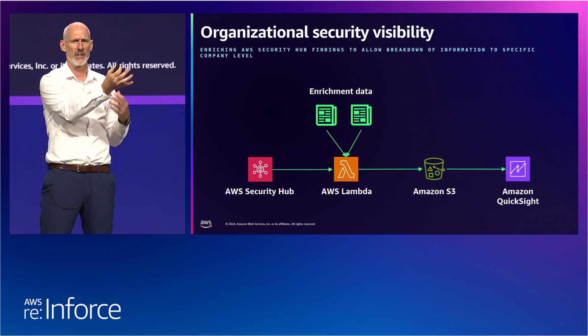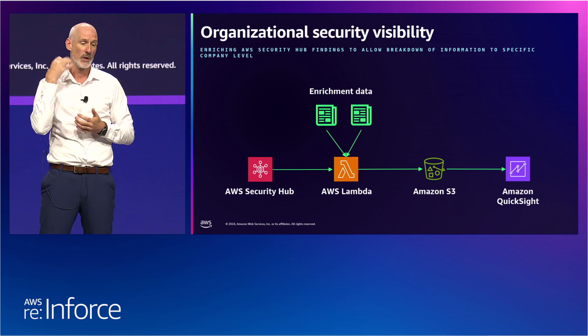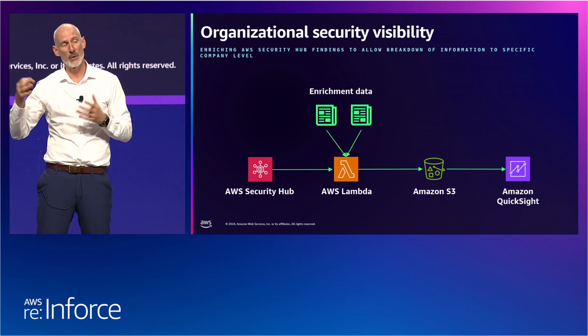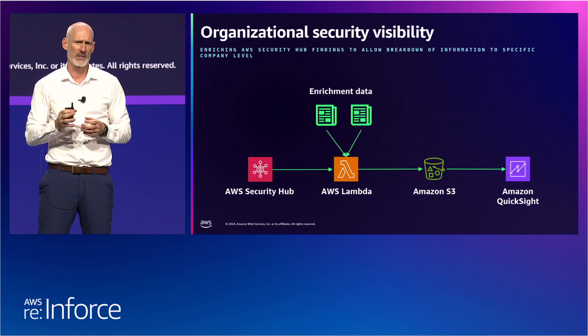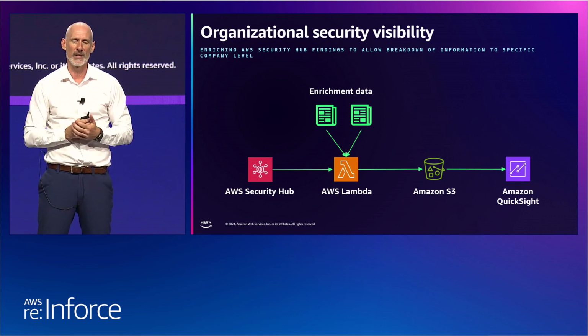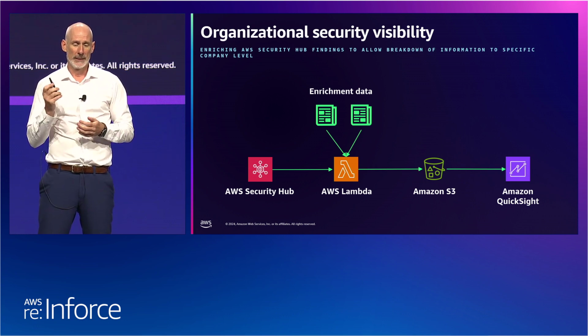So we have Lambda functions that grab the findings from Security Hub and we enrich them with our own company context and then present them to both security and the application teams through Amazon QuickSight. And it allows them to delve into the findings in lots of different ways. So very useful.